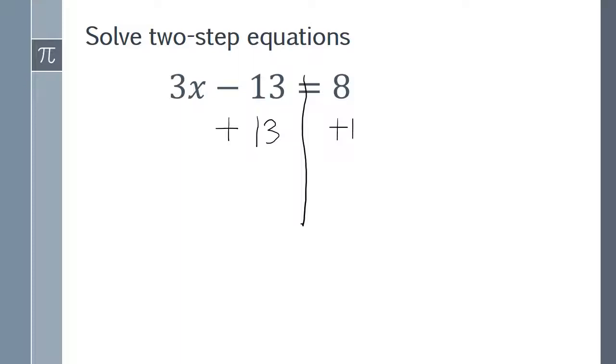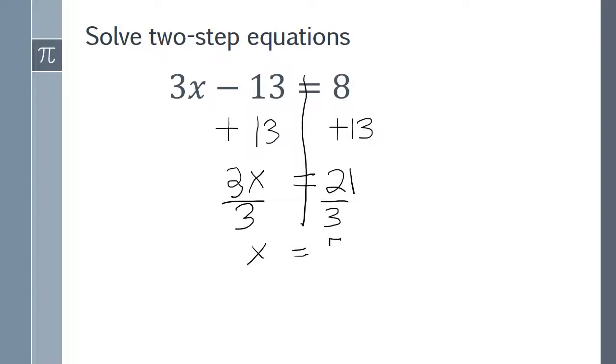And since I'm adding 13 to one side, I have to do the same thing to the other side, which means I will end up with 3x equals 21. Now I have a one-step operation. All I need to do is to divide by 3, because division is the opposite of multiplication, and I end up with x equals 7.